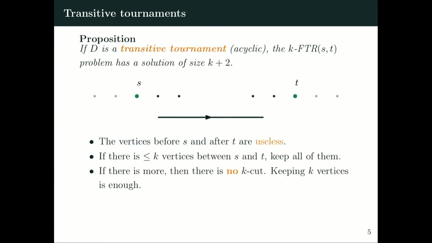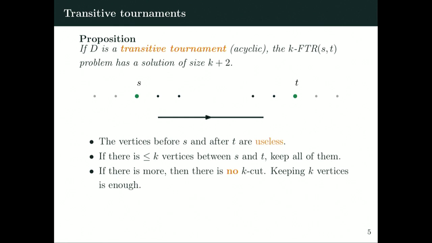And the proof is not very difficult. Suppose now D is a transitive tournament. What we call a transitive tournament is just a tournament without any directed cycle. The best way to look at these tournaments is that you have an enumeration of the vertices, which is represented here, and all the arcs go in the same direction. And what I claim is that if D is a transitive tournament, then this fault-tolerant reachability problem has a solution of size k plus 2.